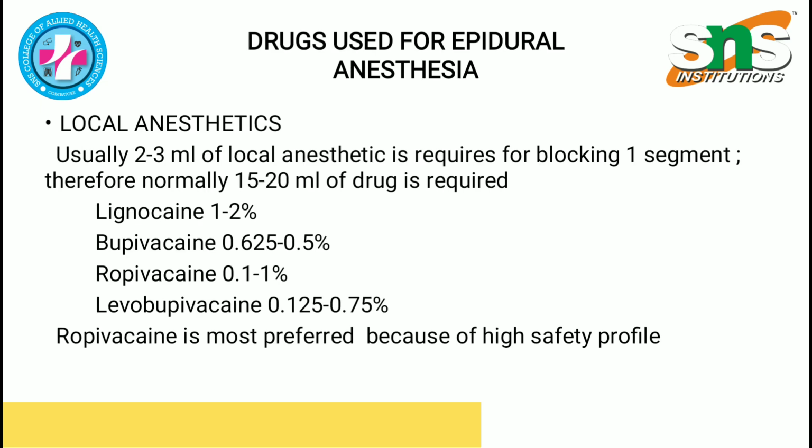Drugs used for epidural anesthesia. The first one is local anesthetic. Usually 2 to 3 ml of local anesthetic is required for blocking one segment. Therefore, normally 15 to 20 ml of drug is required. Lignocaine 1 to 2%, bupivacaine 0.625 to 0.5%, ropivacaine 0.1 to 1%, levobupivacaine 0.125 to 0.75%. Ropivacaine is most preferred because of high safety profile.